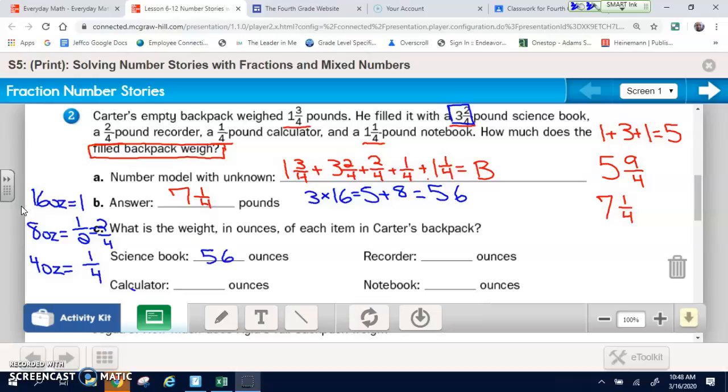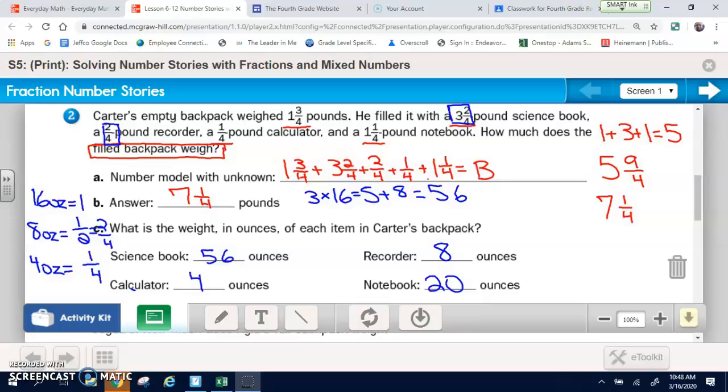Then the recorder is 2/4 of a pound, and based on our chart, we know that there are 8 ounces in 2/4. Then we have a calculator, which is 1/4 of a pound. And as we broke that down, we noticed that there are 4 ounces in 1/4. The last one we need to determine is his 1 1/4 pound notebook. So once again, we know that in 1 pound there's 16 ounces, plus in our 1/4 there are 4 ounces. So his notebook is going to be 20 ounces.